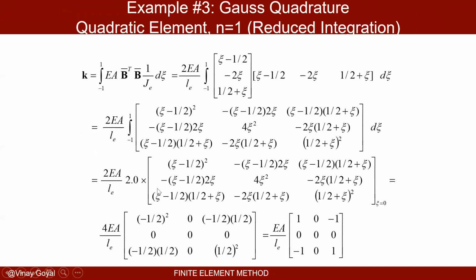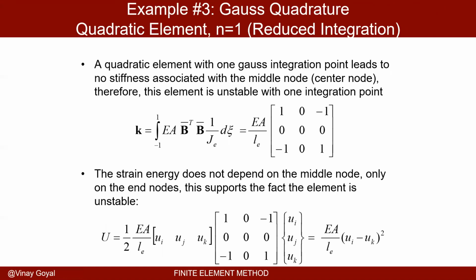So if you put n equals 1 and evaluate the whole thing, you get this matrix here, which is quite interesting because I had a quadratic element and it turned into this. A quadratic element with one Gauss integration point leads to no stiffness associated with the middle node. There's nothing going on in that middle node. This element will be unstable with one integration point because it gives you a row and a column of 0.